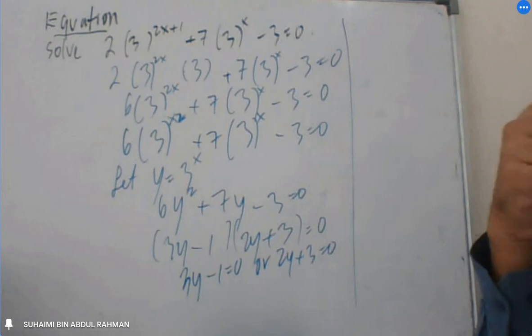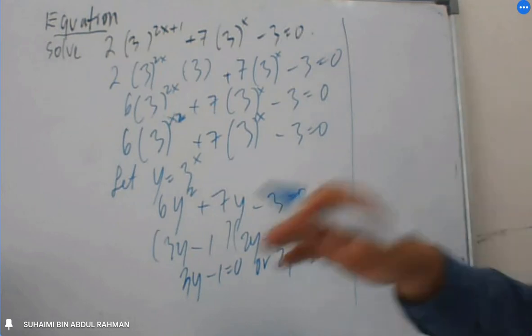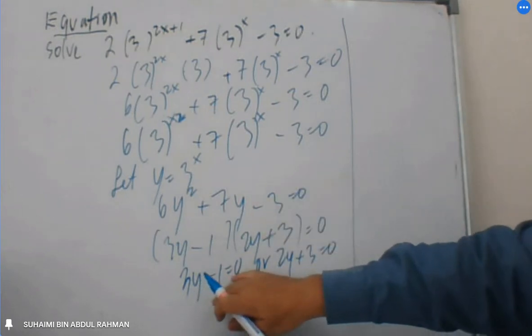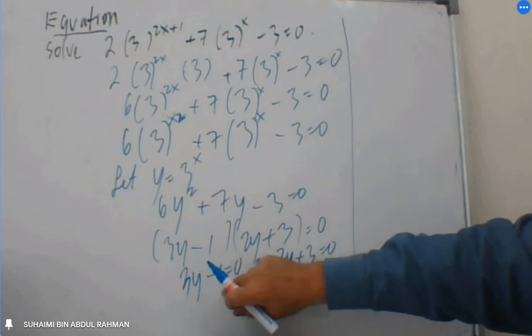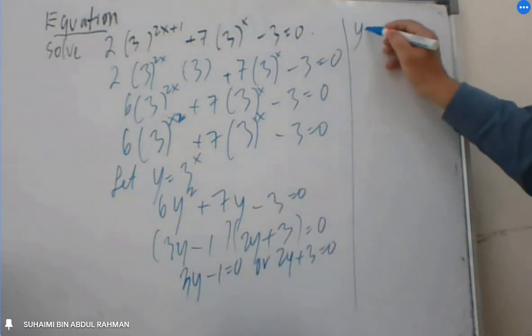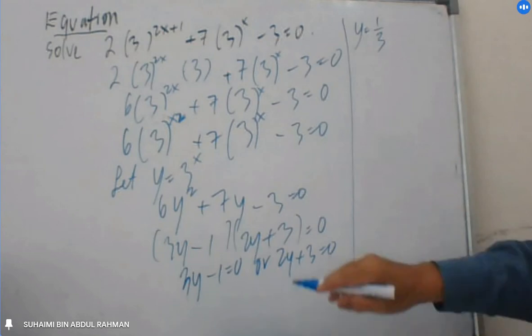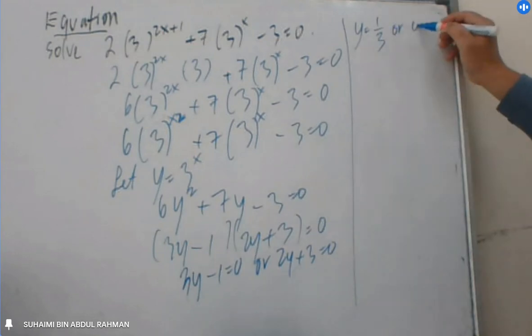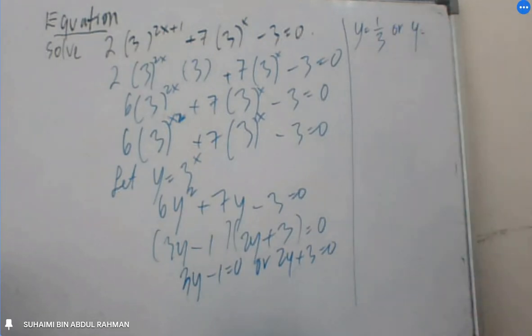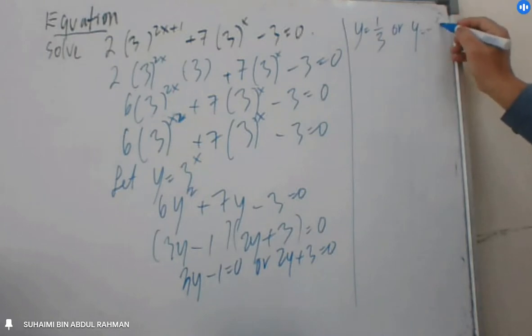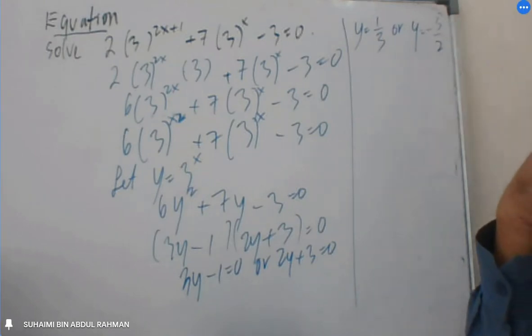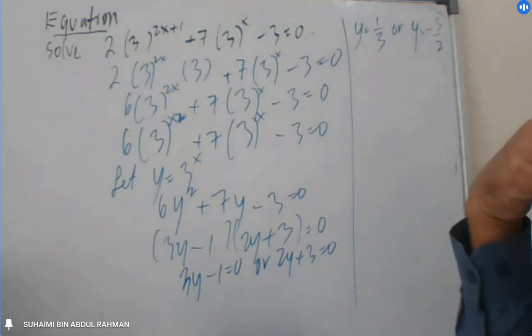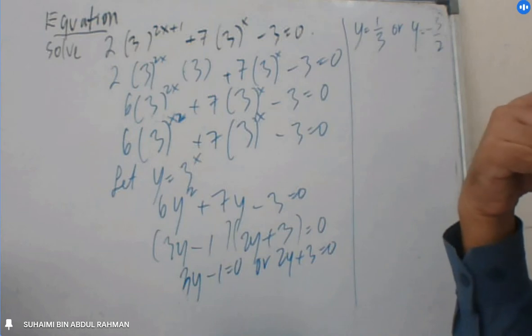So what do you get for the first one? y equal to 1/3, or the other one, y equal to minus 3/2. But what we want is x. We don't want y.